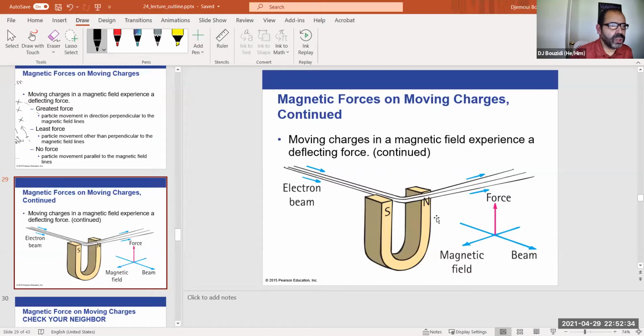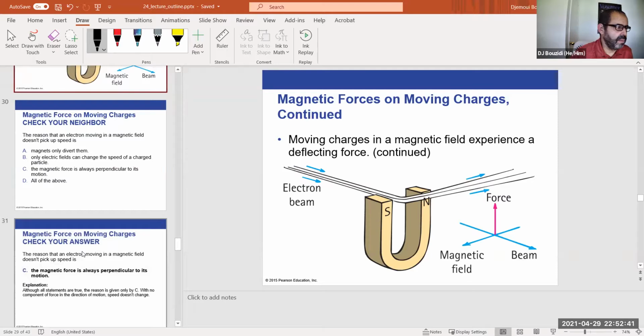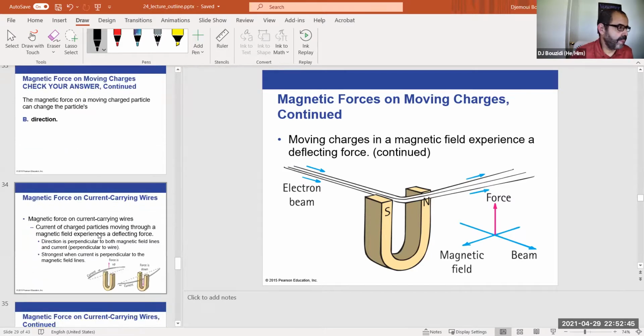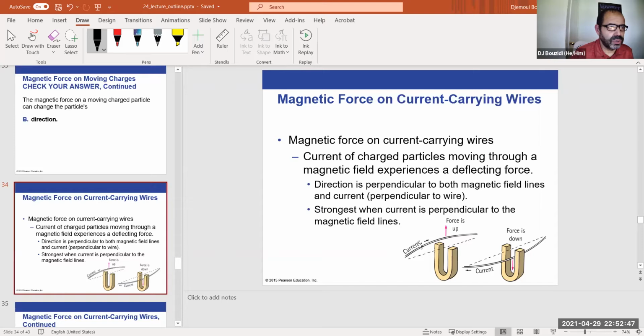Anyway, the same effect also happens with wires, because wires are just a bunch of charges moving through them, and they bend in the same fashion. We're doing okay on time. So again, the bending depends on which way the current is flowing, that's all.